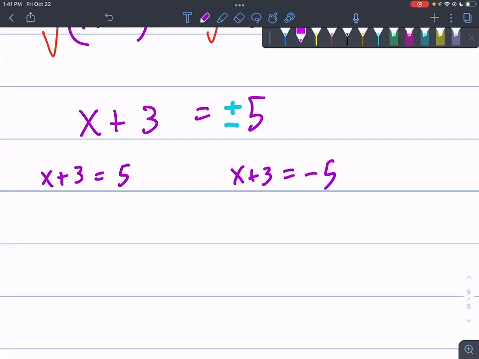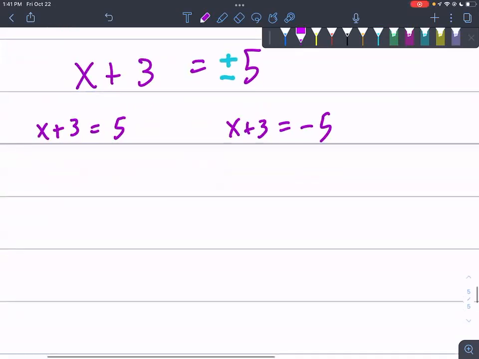Okay, so anytime you square root both sides, you're going to have both a positive and a negative answer there. And then you're just going to subtract 3 on the left, subtract 3 on the right.